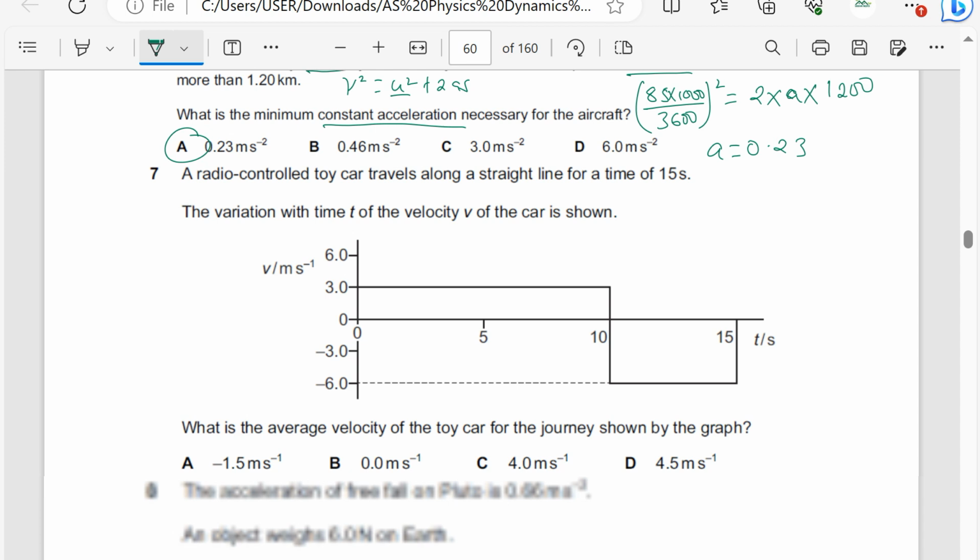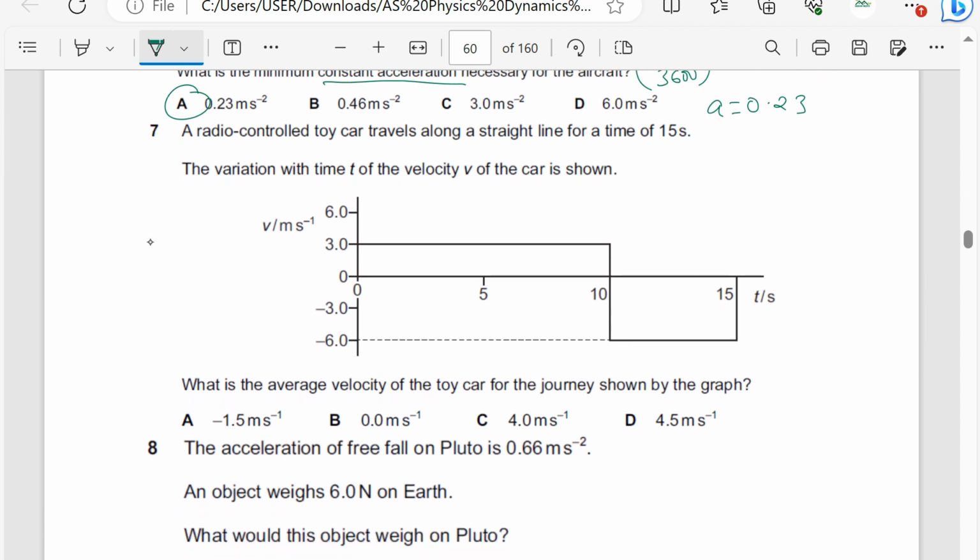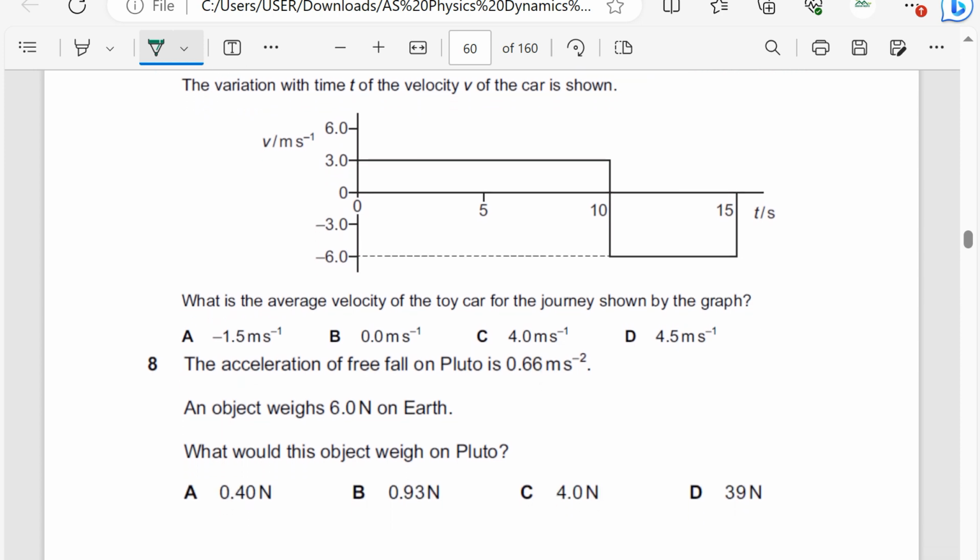A radio-controlled toy car travels along a straight line for a time of 15 seconds. The variation with time t of the velocity v of the car is shown. What is the average velocity of the toy car for the journey shown by the graph? So to find the average velocity, we are going to find total displacement, not distance, divided by total time taken. Remember, displacement is going to be the area under the graph.